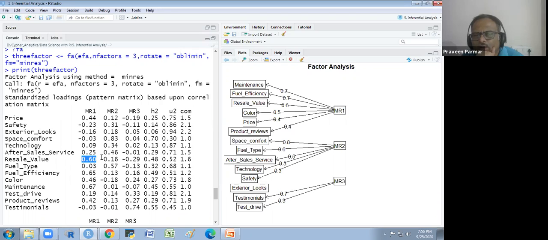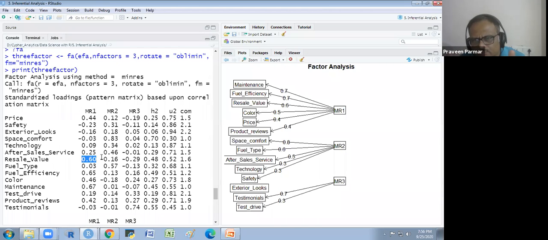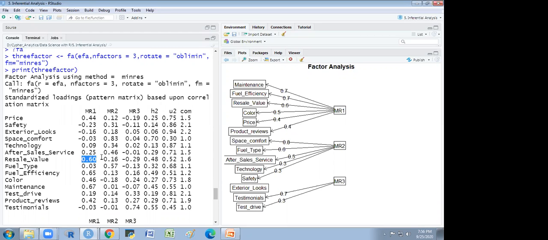If the negative side is the big value, we don't have to see the sign, whether it is negative or positive. Just the value. We have to see the value. Ignore the sign. Then only maintenance, fuel efficiency, resale value, color, price, and product review are the values we will take for MR1.